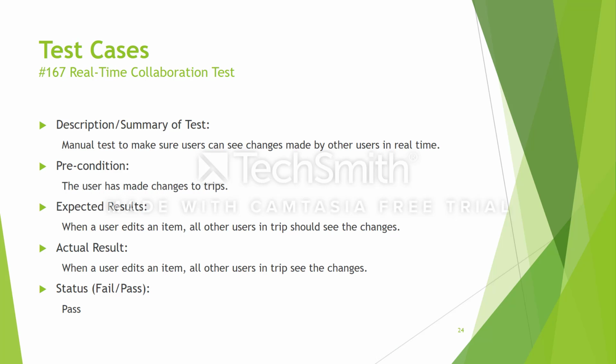Test case 167 is to make sure that users can see changes made by other users in real time. So to test this story, I opened two browsers and log in as two different users that share the same trip. When I use user 1 to modify an item, I observe the corresponding changes on user 2's view in a short moment.